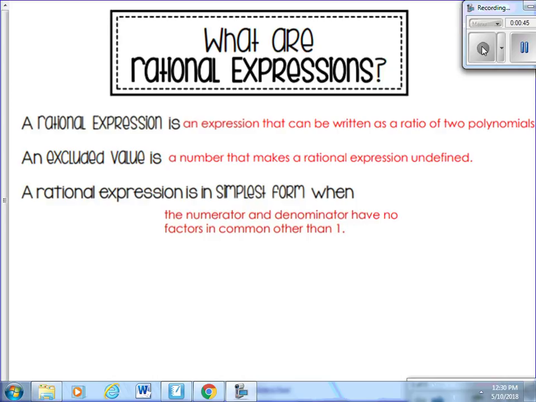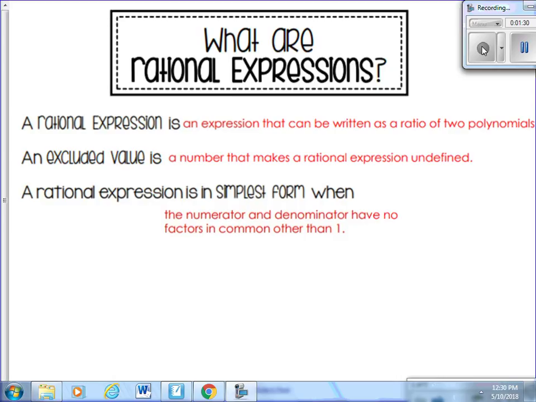An excluded value is a number that makes a rational expression undefined. Now, I know a lot of times when you think about the term undefined, you think about slope. Well, whenever we have a rational expression that is undefined, that means that the denominator is equal to 0. And you know, fractions, they're basically division problems. So we can't divide by 0. That's a rule. So anything that would make the denominator, the bottom number of a fraction, equal to 0 would be an excluded value. And we're going to talk about how to find these excluded values here in just a second.